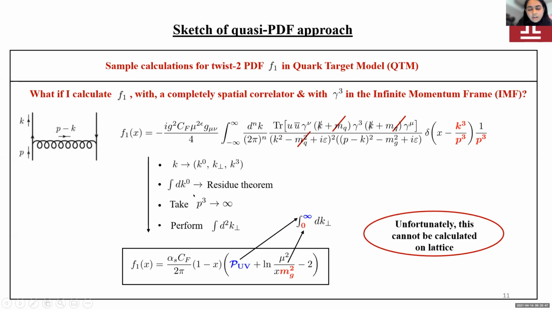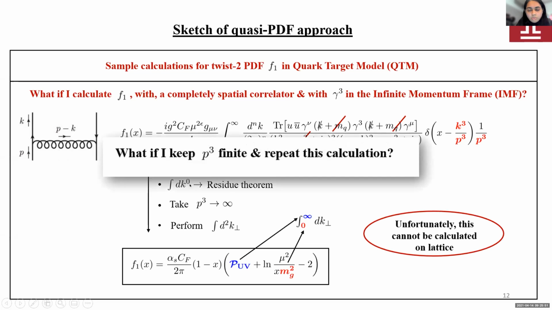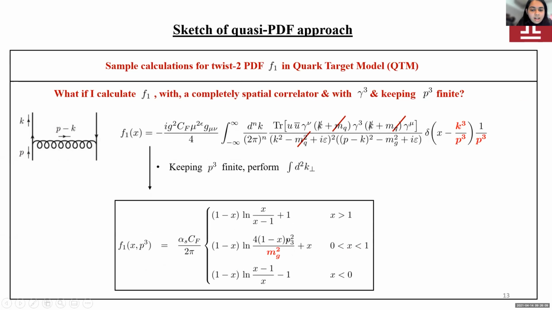Unfortunately, this limit cannot be taken on lattices. So what if I now repeat the very same calculation, keeping P3 finite, but at the end of this step, for large P3, I do a systematic expansion in inverse powers of P3? So essentially, let's just reverse these two limits. In doing so, we get a result like this.